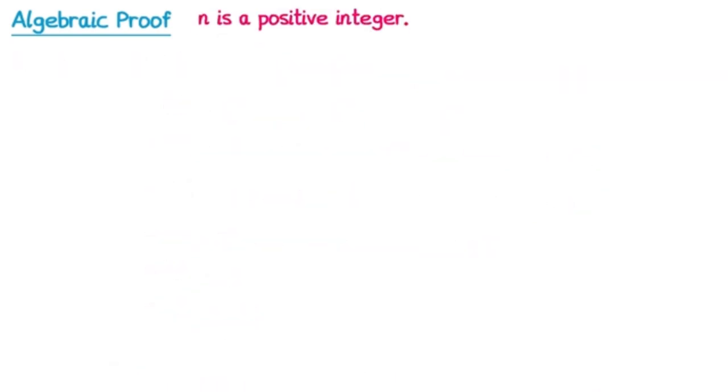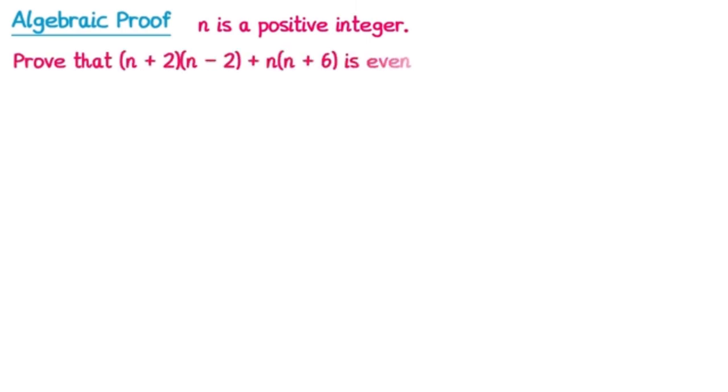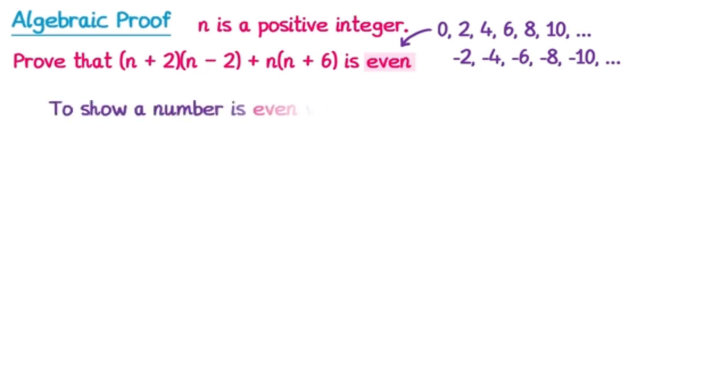In this next proof, n will be a positive integer again, and we're going to prove that this is even. So what do we mean by an even number? Well, even numbers are 0, 2, 4, 6, 8, 10, and so on. In fact, the negative versions of these are also even, so negative 2, negative 4, negative 6, and so on. Notice how the even numbers here are just the numbers in the 2 times table. So to show a number is even, we just need to show that it's a multiple of 2. So just like we did for multiples of 12 or 10, we're going to show that this is a multiple of 2, which is therefore even.